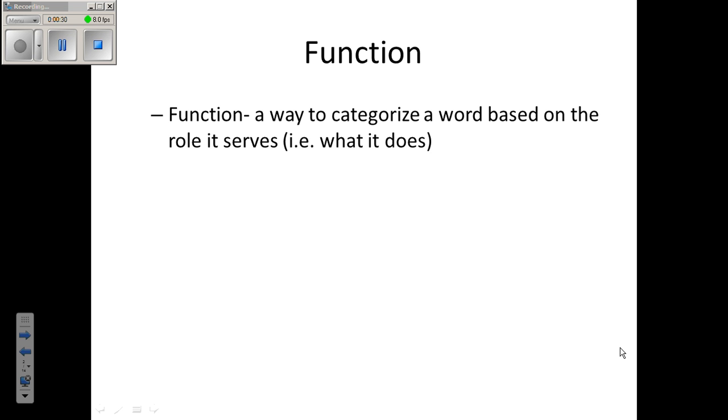So, before we start, a function is a way to categorize a word based on the role it serves or what it does. Right now we've been focusing on forms, which is what a word is. Now we're going to focus on what that word does, and that will receive the secondary label. That will help us understand that a noun can serve multiple purposes along with other parts of speech.